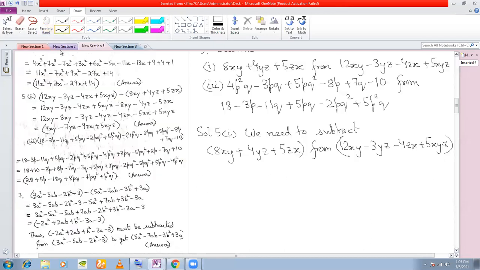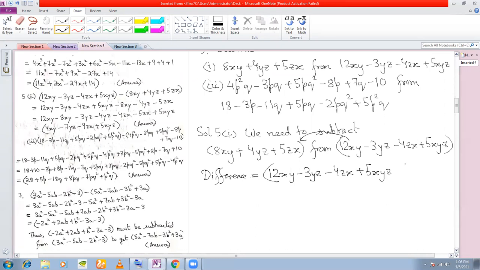Now remember, when you were doing your arithmetic, if I say subtract 3 from 5, what does it mean? The from part comes first, right? I mean 5 minus 3. This is what it means. So when I am writing here, we need to subtract this from this. That means this will come first and this will come later. We'll follow that here also. So we'll write here difference. We'll write the first expression first. From the from part, we'll write first 12xy minus 3yz minus 4zx plus 5xyz.